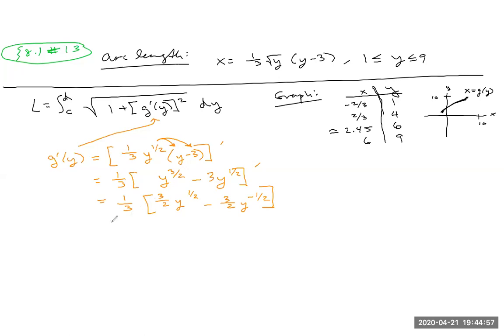Okay, and then we can go ahead and distribute the 1/3 in. We're going to get 1/2 y to the 1/2 minus 1/2 y to the negative 1/2. So this is our g prime y.